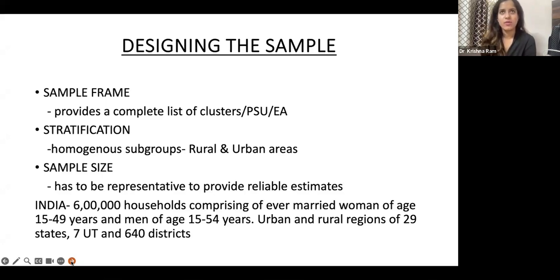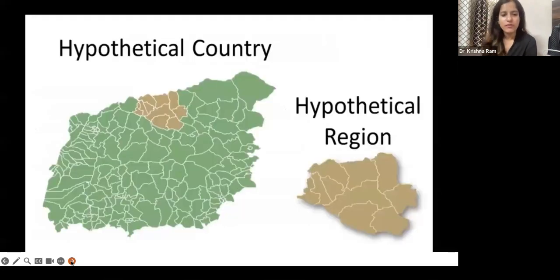So yeah, starting from NFHS-4, I guess you have district level data as well. To give you a quick brief on what we just discussed, let's take this example of a hypothetical country. This green is the hypothetical country, and the brown one is the hypothetical region which consists of our population at this point. So let's say I want estimates for this hypothetical region.